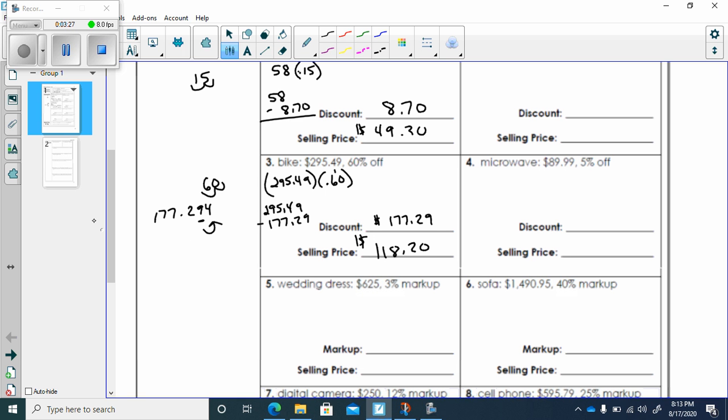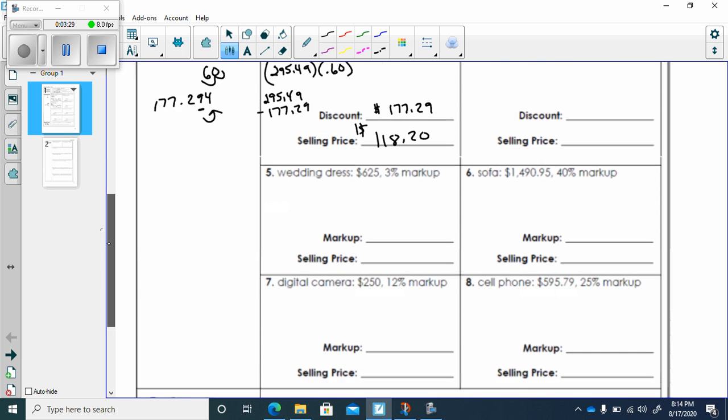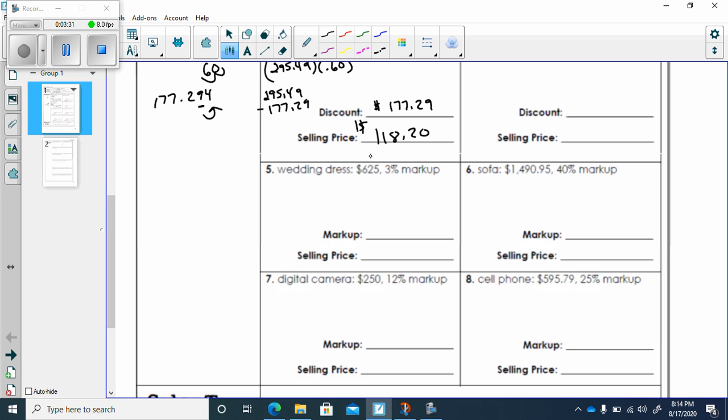Okay. Let's try 5. This is a markup. Let's see how markup would work. If a wedding dress costs $625, there's a 3% markup. I need to find 3% of $625. Let's take the $625 and multiply that by our 3%. 3% as a decimal, you move it two places, so I've got to put a 0 in front of this, right? 0.03.